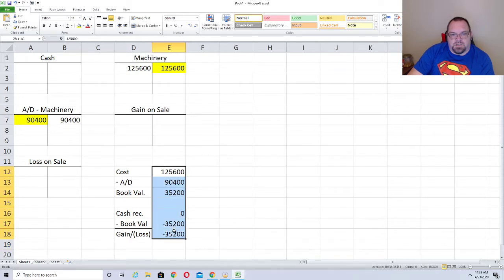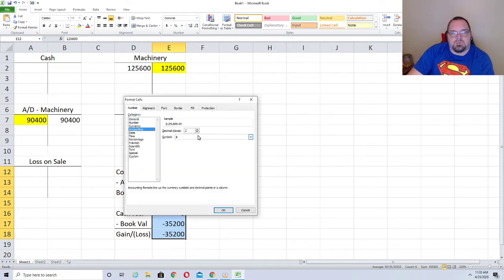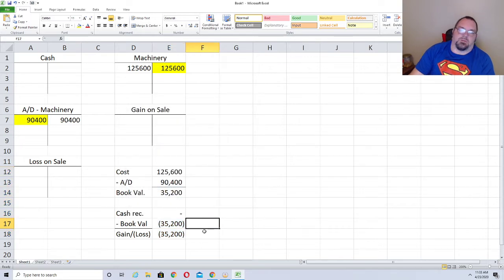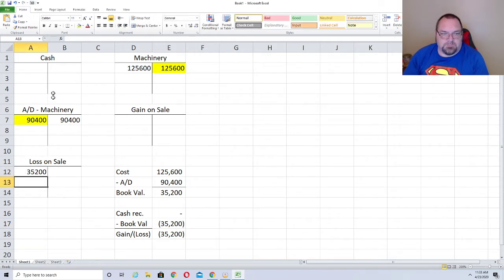Let's change these numbers to accounting. I want it to look good. Accounting, no dollar symbol. So now we see that it's in parentheses, which indicates a loss. So when we do this entry, it's going to be a loss of $35,200. This one in yellow will be needed, plus we'll need to put a loss of $35,200. So that's the entry. Let's go make it.